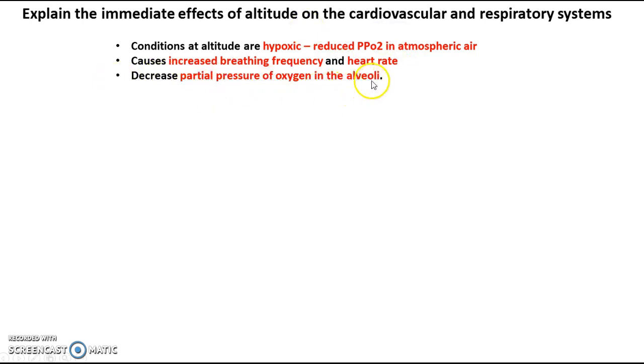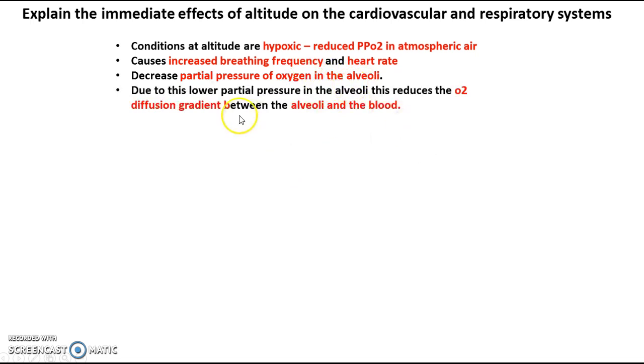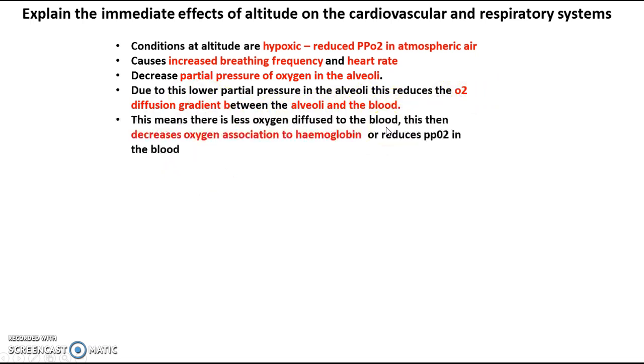First up, the first thing we have to notice is a decrease in partial pressure of oxygen in the alveoli. That causes problems because if there's a lower partial pressure than would be normal at sea level in the alveoli, this reduces the oxygen diffusion gradient between the alveoli and blood. As a result, less oxygen is diffused into the blood. Remember the blood contains hemoglobin, so less oxygen can associate to hemoglobin to form oxyhemoglobin. Or, using the pattern we used before, there is a reduction in the partial pressure of oxygen in the blood.